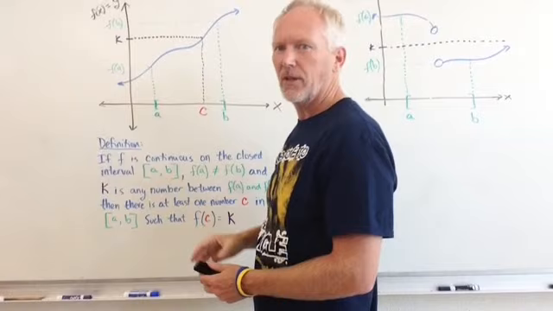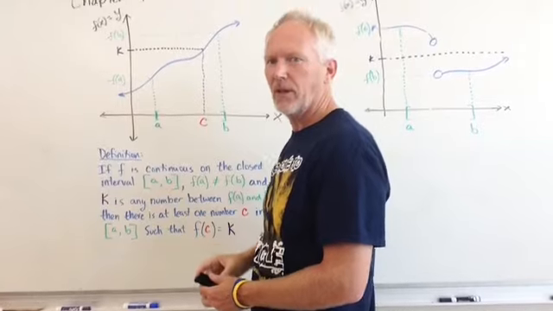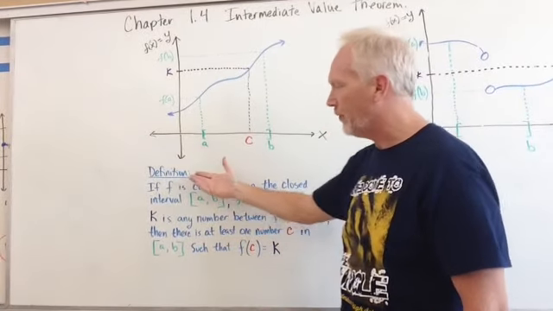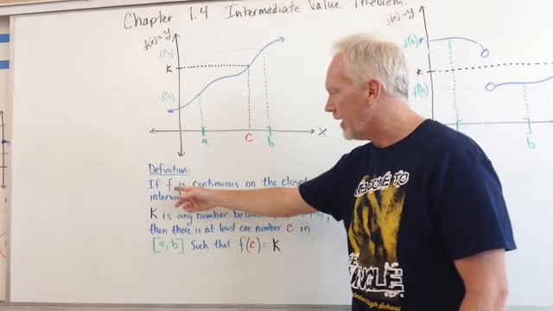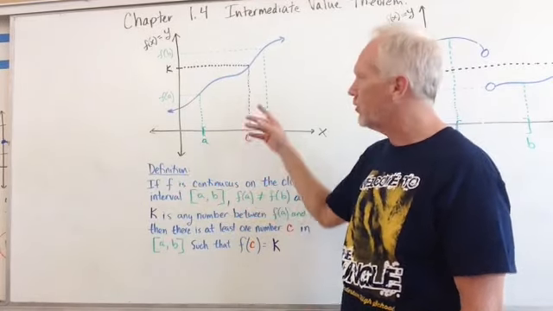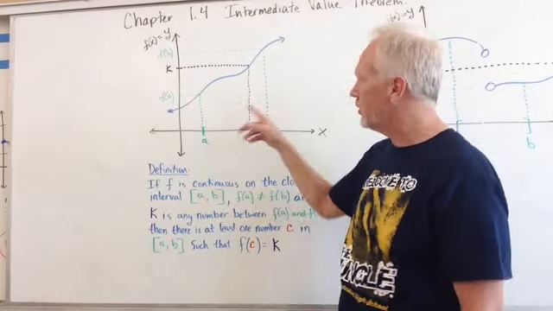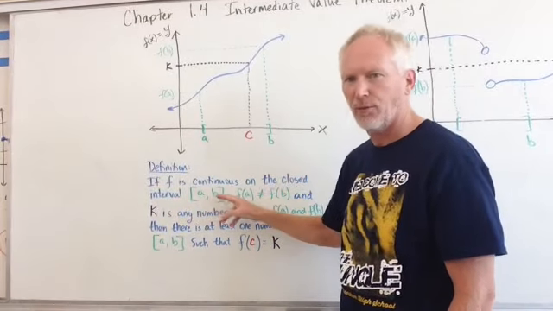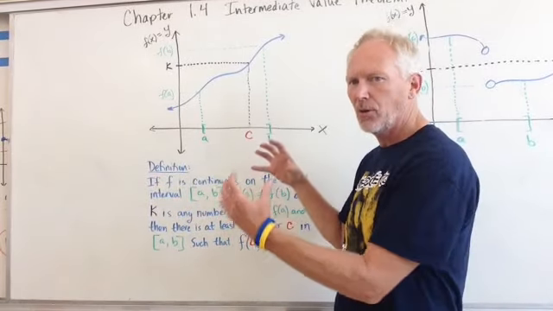A quick little review of the intermediate value theorem, chapter 1.4 in our textbook. Here's basically the idea. Okay, so we have a definition. It states that if f is continuous, remember, a continuous function must be continuous. There's no holes, there's no gaps, there's no place to jump or go anywhere. It's continuous on the closed interval of a to b, including those numbers.